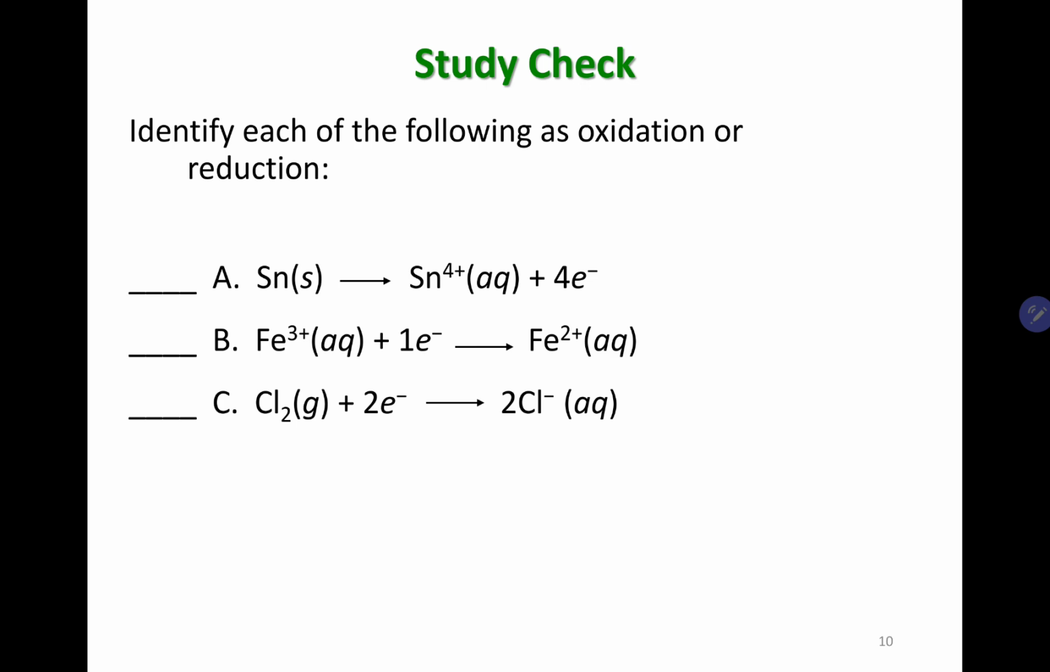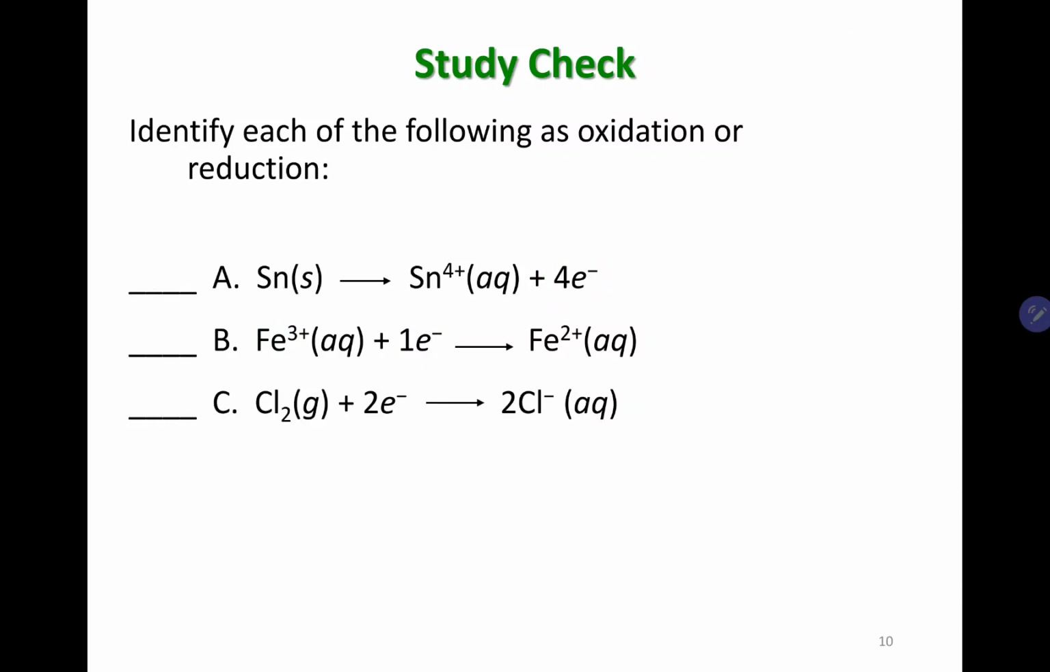In here, tin is going from tin metal to tin 4 plus. So oxidation. What happens to the oxidation number? It is increased from 0 to plus 4. This reaction right here is oxidation. Why? Because the oxidation number is increased, and also it is removing 4 electrons.